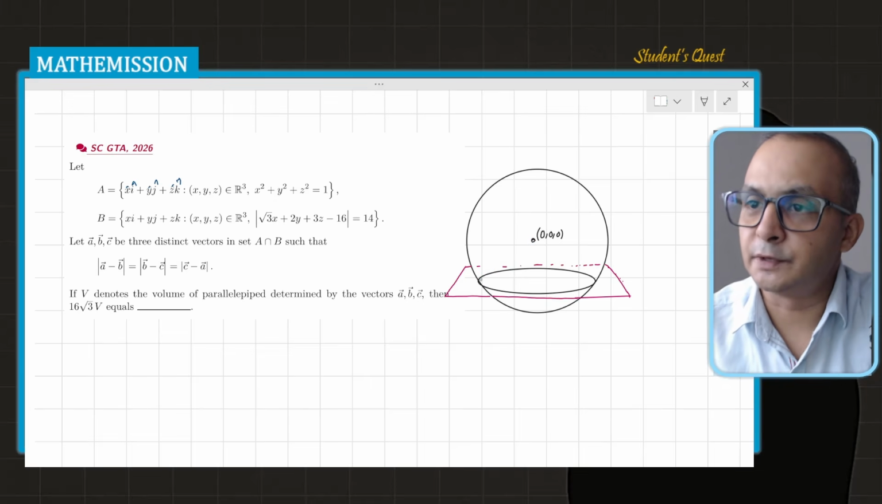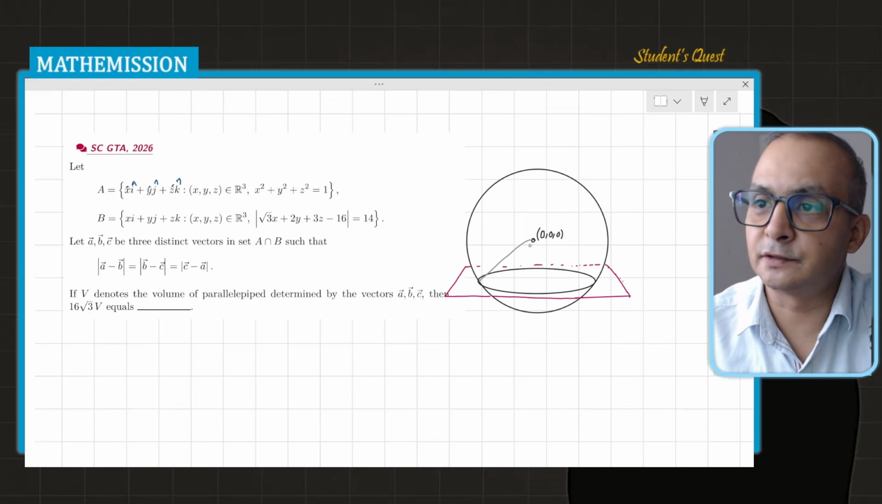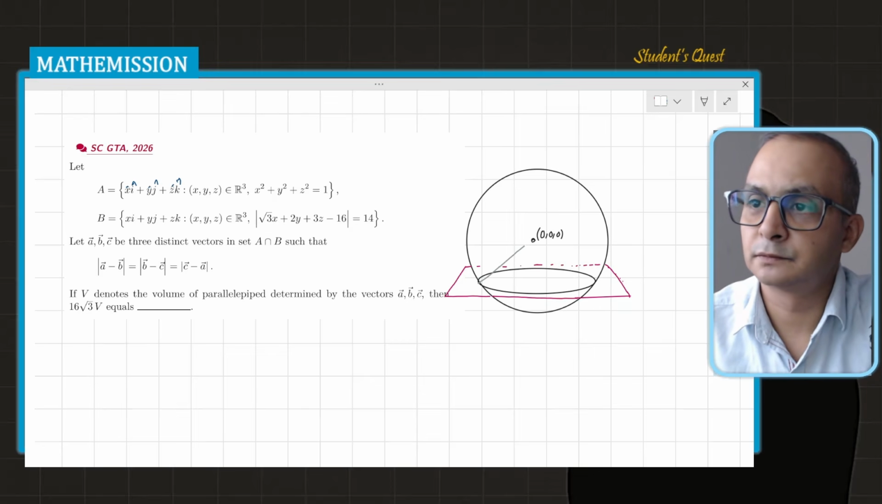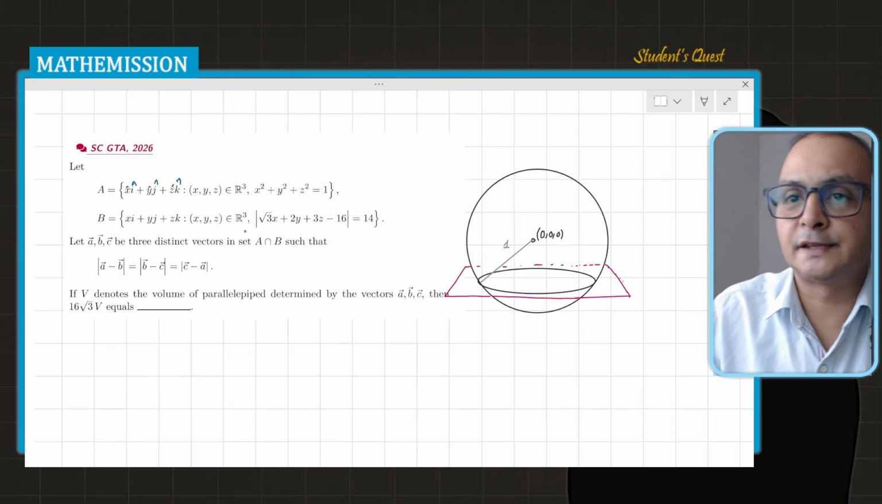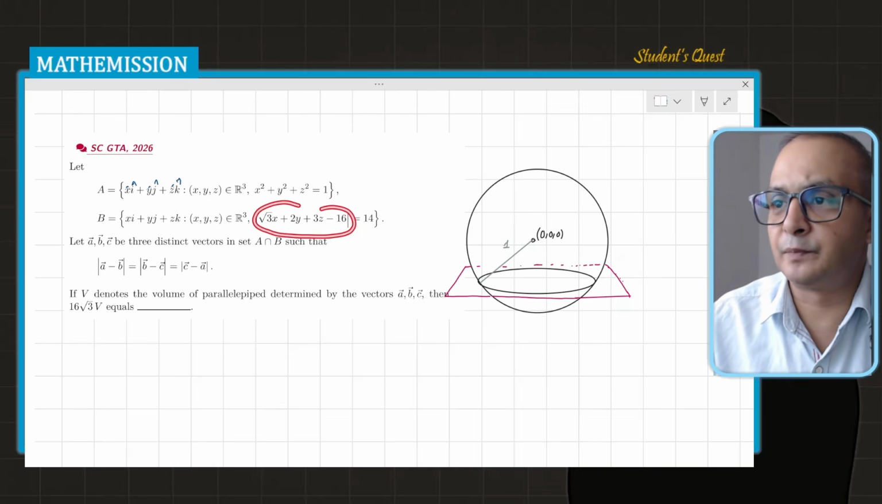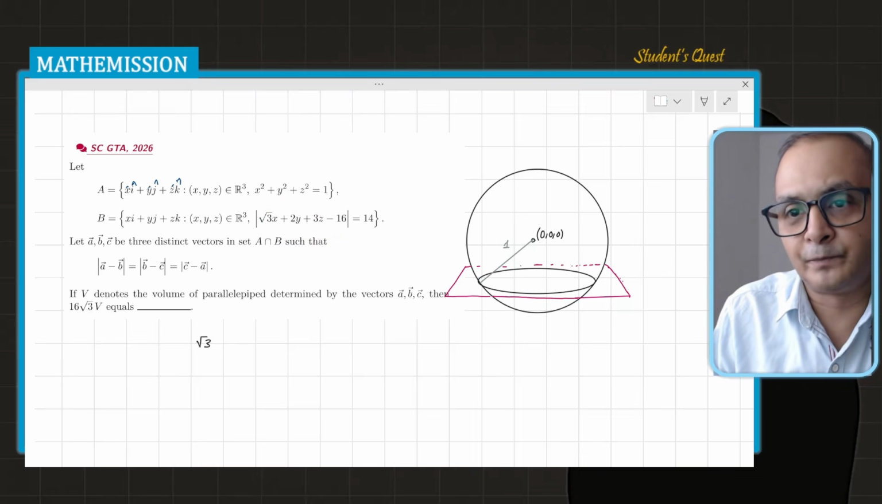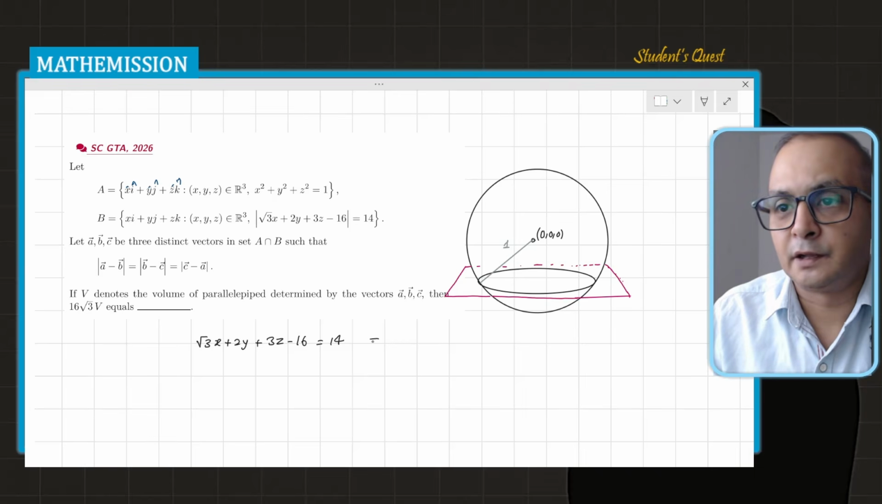So let me draw it. This is a radius here. Okay, so the radius is 1 there, and now this is another set of xyz which is satisfied by this. If you just open the mod, two different planes will come out. Why? Because root 3x plus 2y plus 3z minus 16 is equal to 14. That will give you root 3x plus 2y plus 3z is equal to 30.